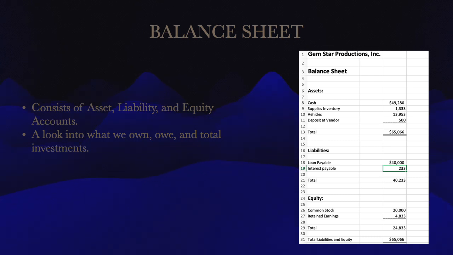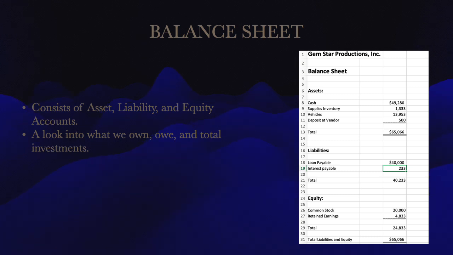Currently, we are sitting at $1,333 of our original $2,000 as we have used $667 worth of our supplies. The next asset we have is our company vehicle, which we purchased to move supplies back and forth for events. We originally purchased the vehicle for $14,250, but we have deducted the depreciation value of $297 for the month, which leaves us at the amount of $13,953 shown.